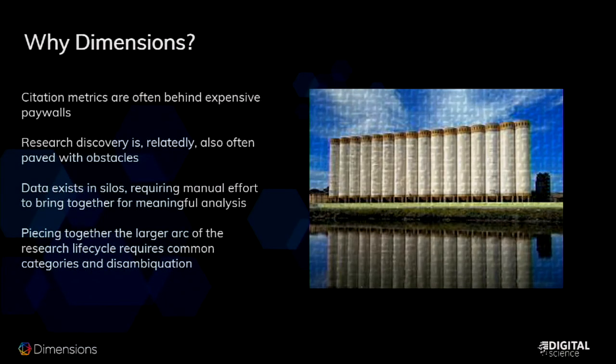So why did we decide to build this database? Well, basically, there were multiple reasons. The first, as I touched on before, is that citation metrics are often behind very expensive paywalls. And research discovery, relatedly, is also often paved with obstacles. You'll see in Dimensions, even the free version, we have an open access filter, so you can limit the publications to open access articles. And where possible, we've also provided one-click access to a PDF.